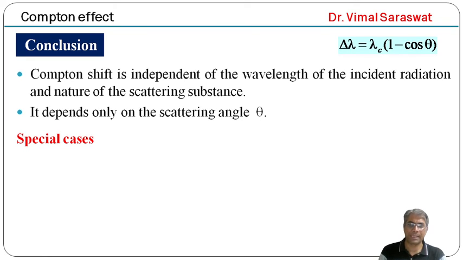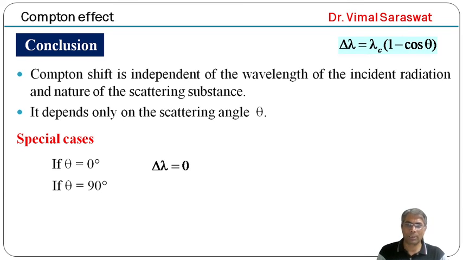Now, special cases. If theta equal to 0 degree, so cos 0 equal to 1 and 1 minus 1 will be 0, so delta lambda equal to 0. So if the scattering angle is 0 degree, then there will be no Compton shift. So delta lambda equal to 0.